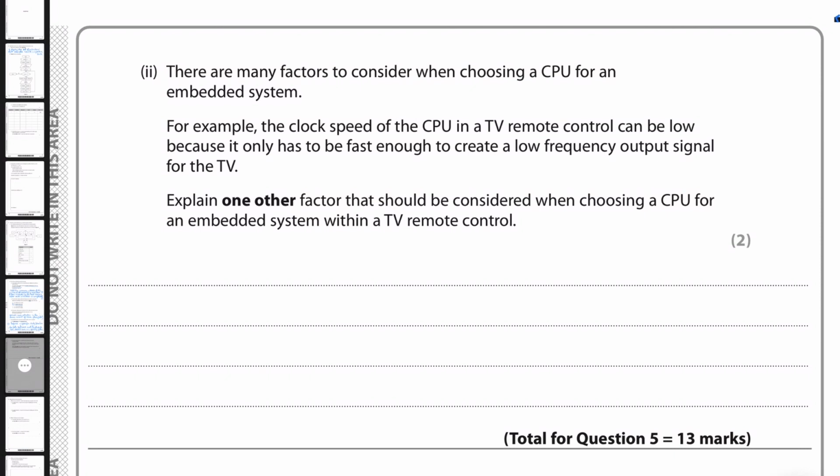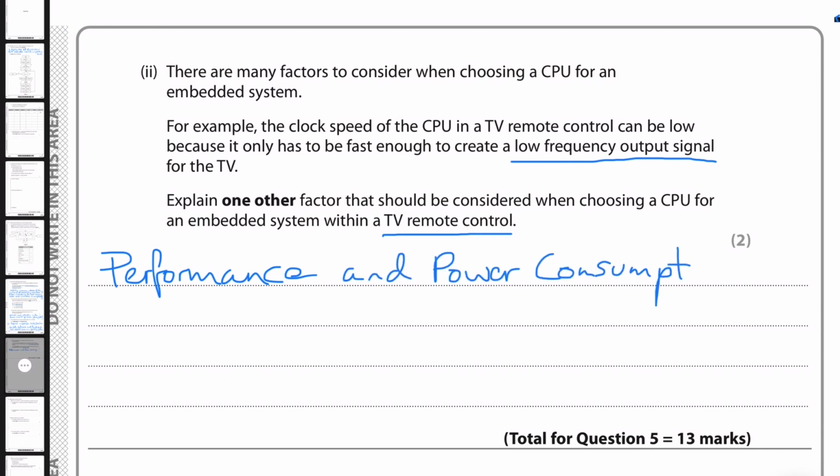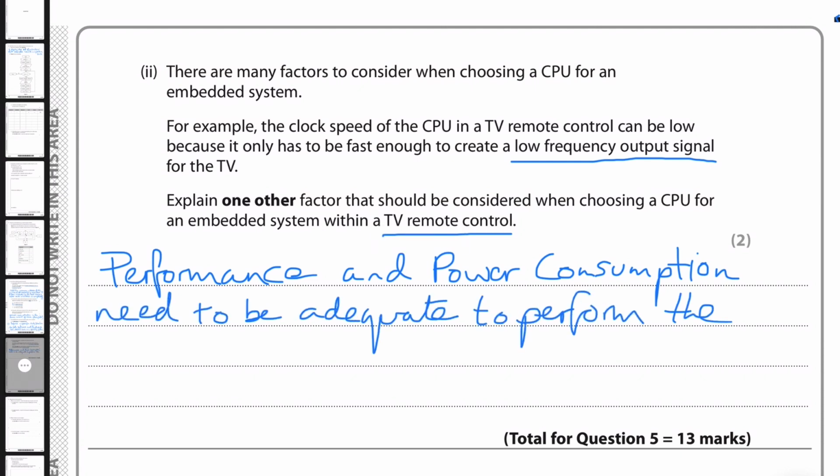There are many factors to consider when choosing a CPU for an embedded system. For example, the clock speed of the CPU in a TV remote control can be low because it only has to be fast enough to create a low-frequency output signal for the TV. Explain one other factor that should be considered when choosing a CPU for an embedded system within a TV remote control. So we can sort of repeat that a little bit. We can talk about performance, and we can talk about power consumption, based on the last question as well. So performance and power consumption need to be adequate to perform the specific task.